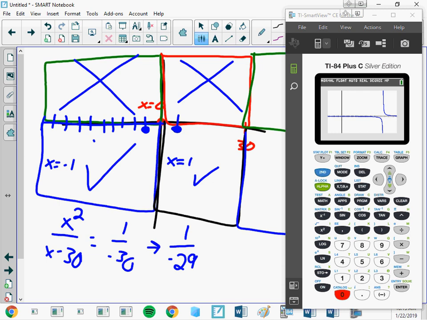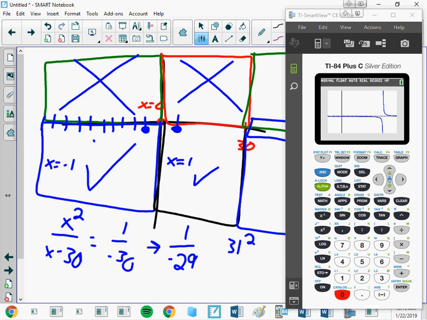Okay, so now we need to test the last window. What should we plug in? How are we going to test this? 31, okay. So 31 squared over 31 minus 30 is 1. Do I care what the answer is? No, all I care about is that it is positive. So this is where the graph is, and that gets thrown away.